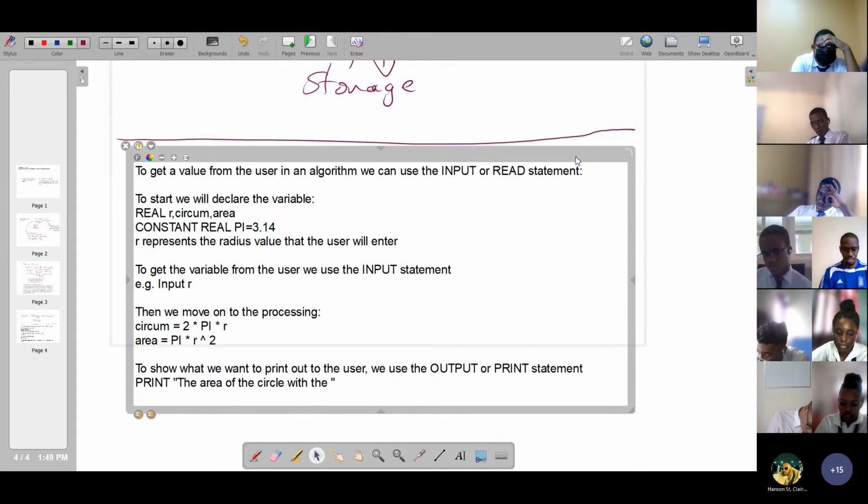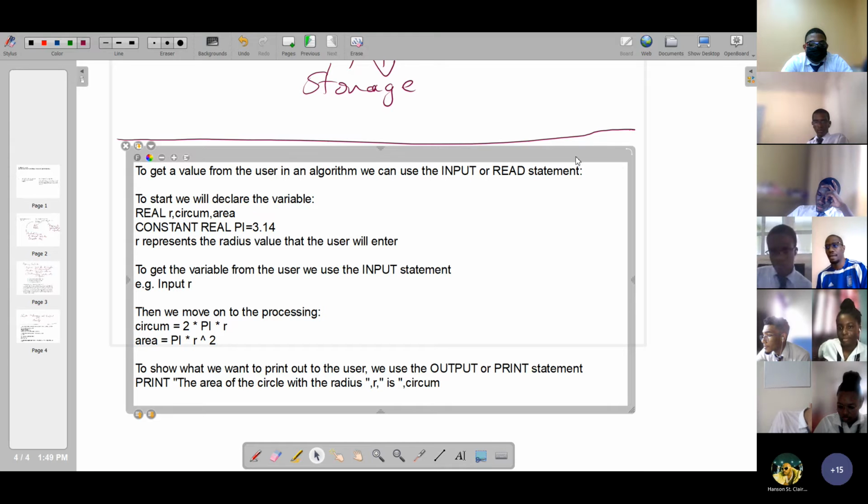With the radius, and I want the actual radius to print out, I have to put the variable there, r. And then I want the word is, and then I have the actual circumference, right? Circum. Okay, so the area of the circle with the radius r is circum. But when this prints out to the user, it prints out the value inside of R, and it prints out the value inside of circum.